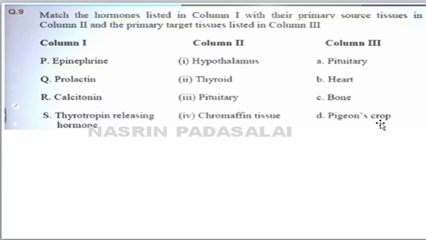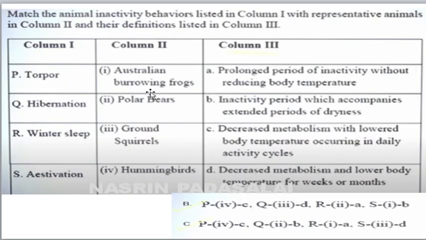Okay, so next, calcitonin is produced by your thyroid gland and it acts on bone by balancing calcium ions and phosphate ions. Okay, and thyrotropin releasing hormone is produced by the hypothalamus and it is acting on the pituitary gland. So the source of this thyrotropin releasing hormone is your hypothalamus, but it is acting on the pituitary gland. Next thing is the animal activity given in column number 1, column number 2 consists of your representative animals and column number 3 consists of the definition.